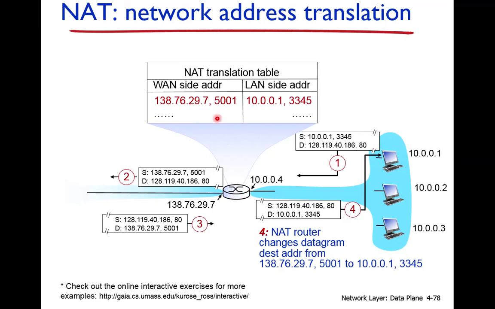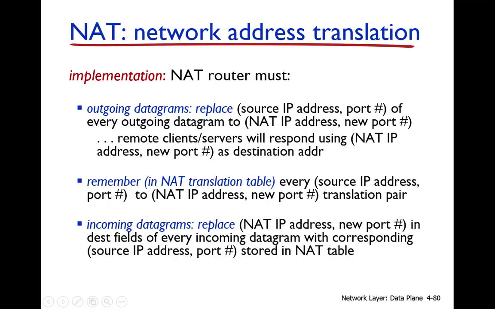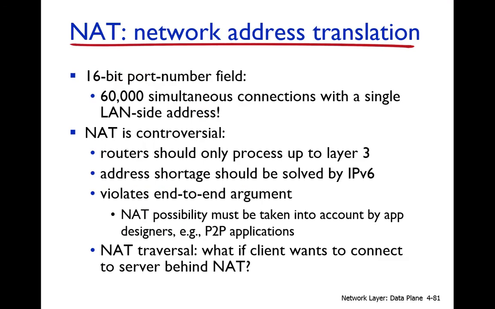But now using NAT, the router is also operating at the application layer and the transport layer. The router should only process up to layer 3, but in the NAT case we are processing up to the application layer, even the transport layer. So why is it okay?